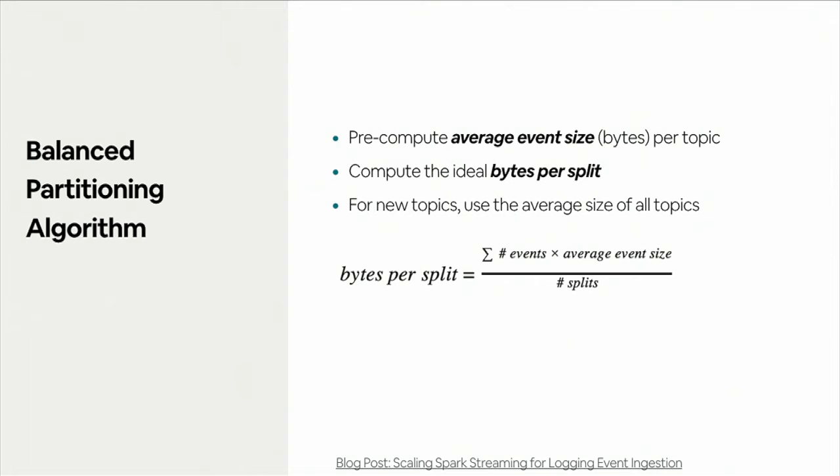We first compute the average event size for each Kafka topic. And then we compute the ideal bytes per split, or per Spark task. And if there is a new Kafka topic, then we use the average size of all the topics. So this is the first step. We have the ideal bytes per split that we want each Spark task to read.